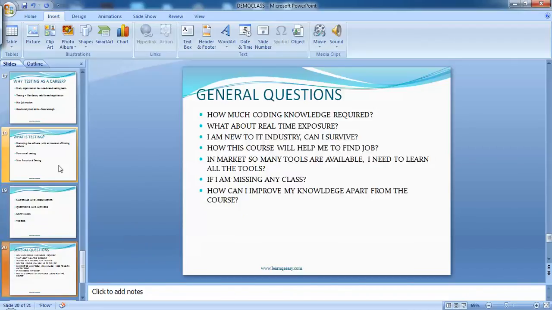So general questionnaire from the students: how much coding knowledge required to start QA? Coding knowledge required for QA, for tester. But if you don't have any coding knowledge, don't worry, I'm going to teach you Java. So you will learn basic coding knowledge. What about real-time exposure? I'm not going to teach you theory here. Always I will pick some real-time scenarios and I will explain the things. So obviously we'll get real-time exposure. In course duration, you are going to work with different many types of documentations, so you will get some real-time exposure.